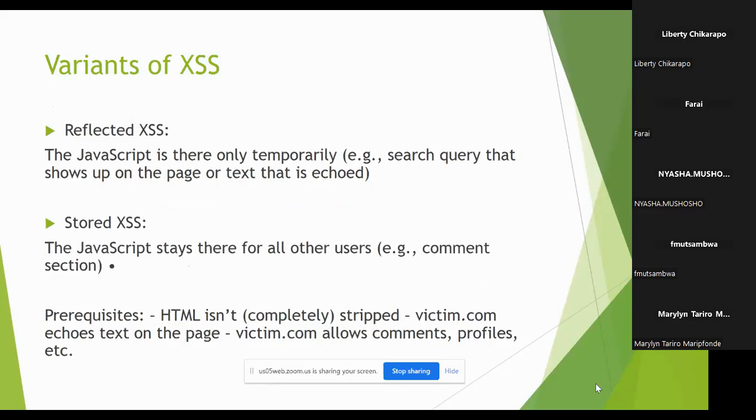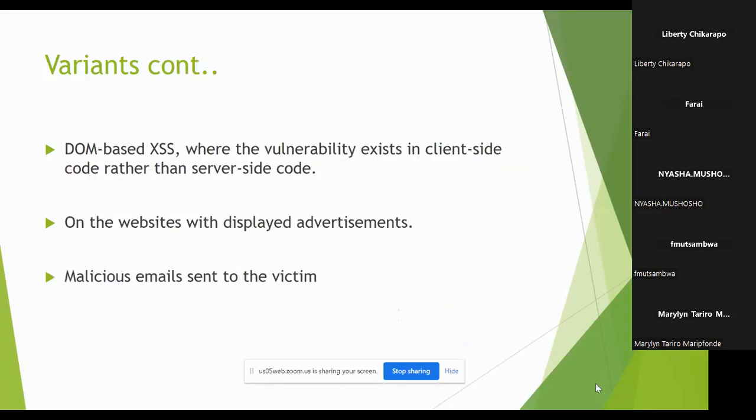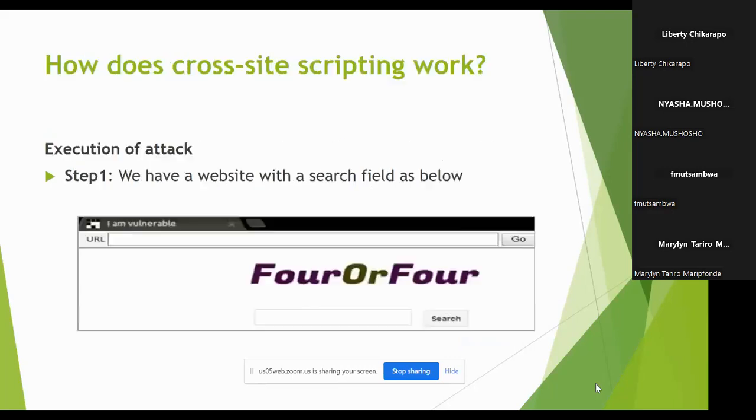And on the stored XSS, the JavaScript stays there for all other users. The prerequisites: HTML is not stripped. For example, victim.com echoes a text on the page and allows comments and profiles. Also, DOM-based XSS, where the vulnerability exists in client-side code rather than server-side code. Malicious emails can be sent to the victim.